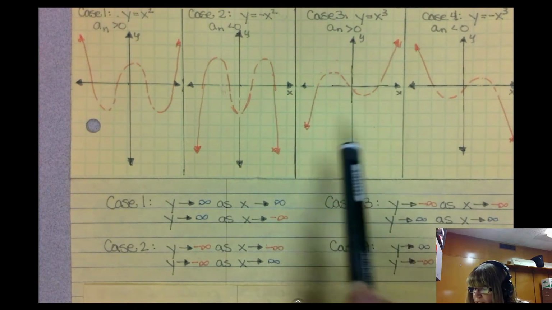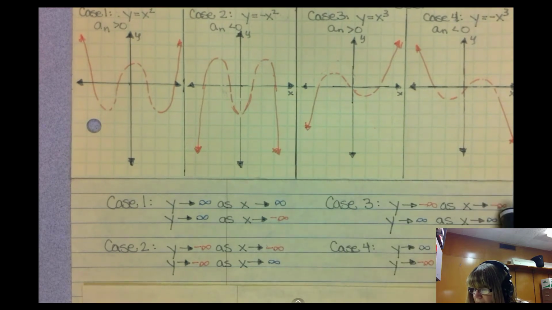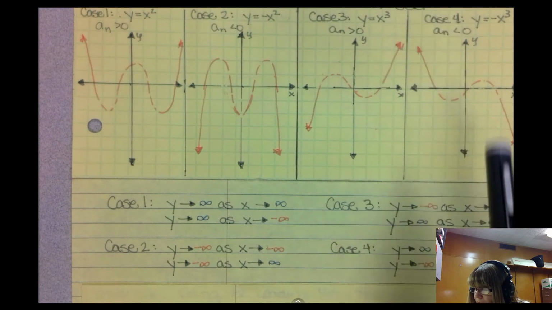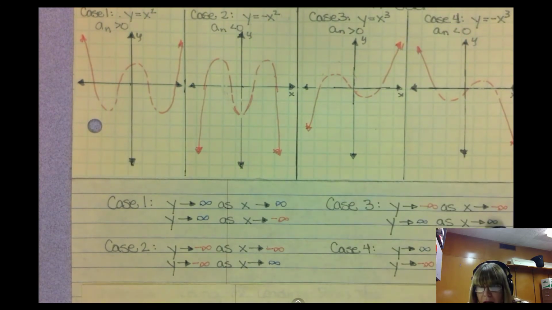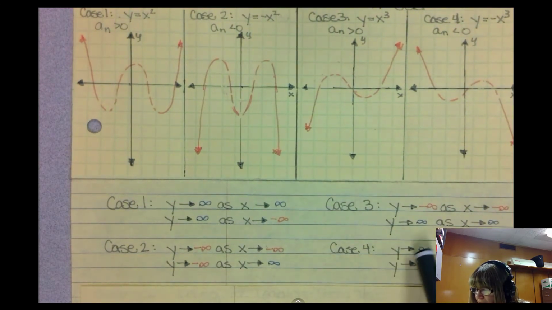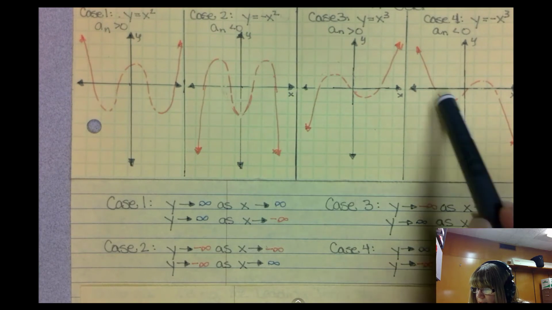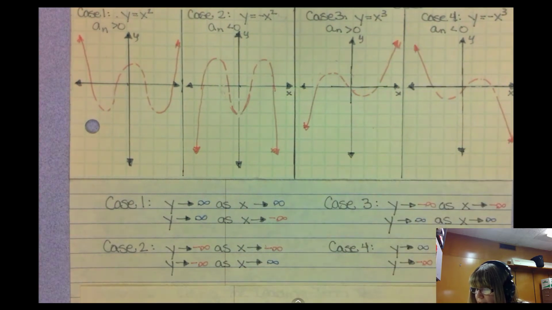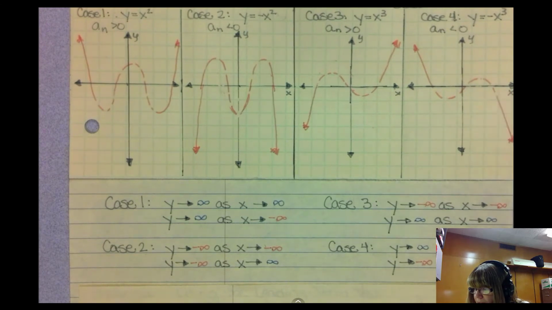Y will go off to negative infinity as x goes to negative infinity. Those match up very nicely. Y will go to positive infinity as x goes to positive infinity. Now let's look at case 4. As y goes to positive infinity, x goes to negative infinity. As y goes to negative infinity, x goes to positive infinity. Those are the 4 different cases.